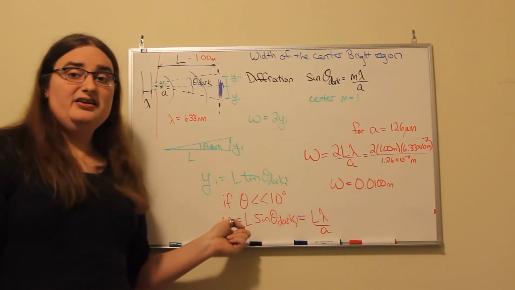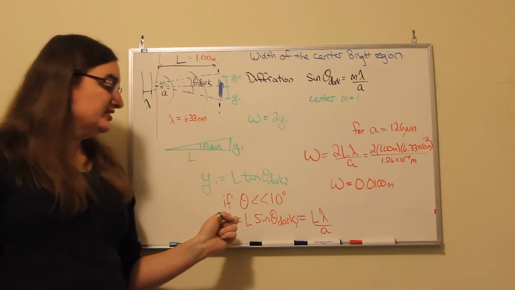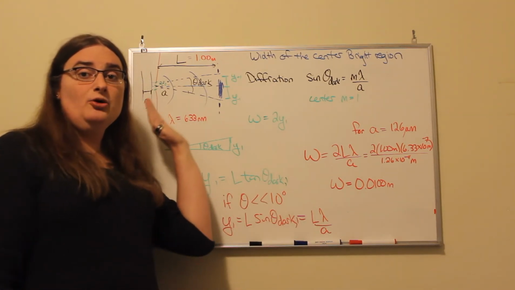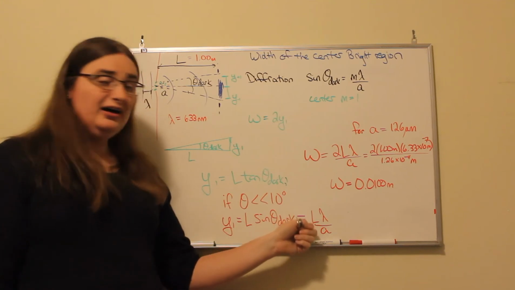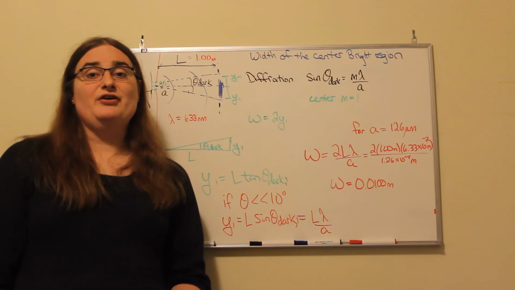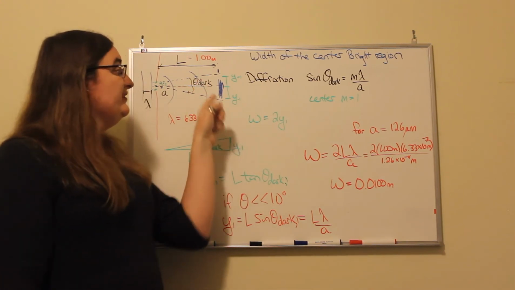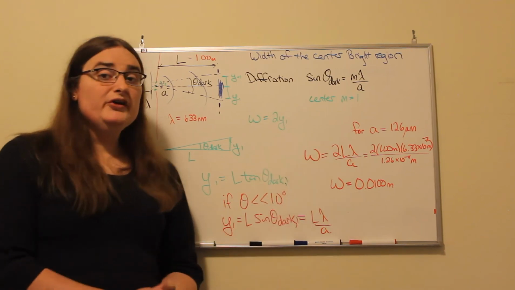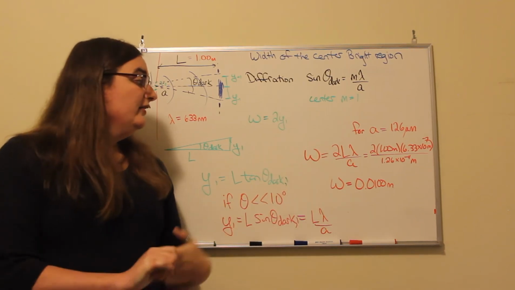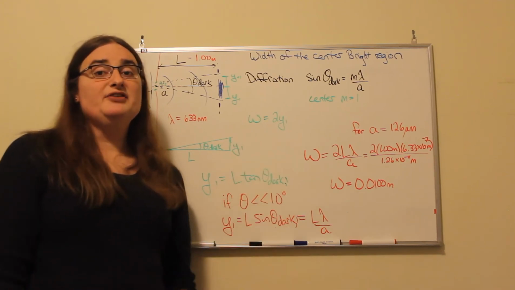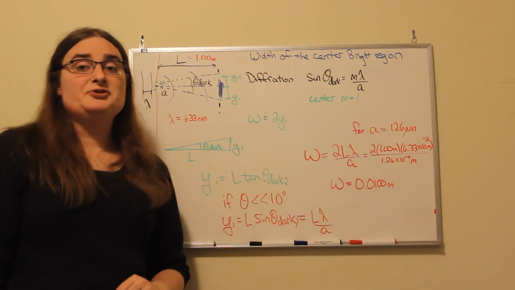So that means our distance above and below the center would be equal to the spacing from the opening to our viewing screen, L, times the wavelength of our wave divided by the size of our aperture. And the width then would be twice that distance y1. So we'd be looking at a width for a spot of 2 times our separation distance L times our wavelength lambda divided by our aperture size.